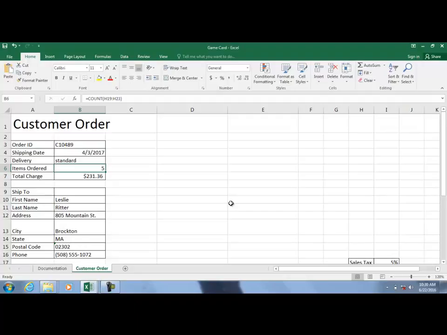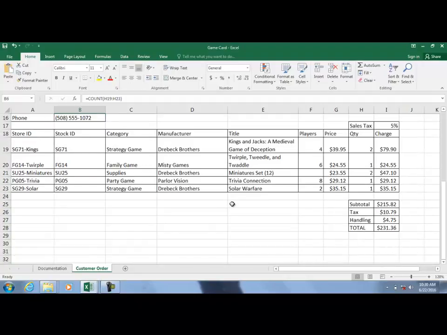Now when we turn that data into something like information, you can see here this is an order that was placed for this particular product, a strategy game called Kings and Jacks and Medieval Game of Deceptions. You can see the price and the number of players. This becomes information. This is something I can do something useful with. So data is just numbers and letters. Information is the result of data and what I can do with it. Now here we can also see that some math is being done. They're multiplying the price times the quantity to get us the charge. So math can also be done in spreadsheets.